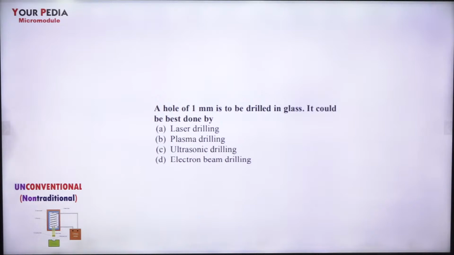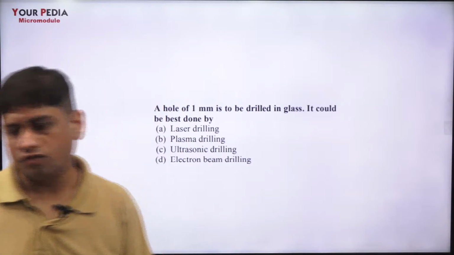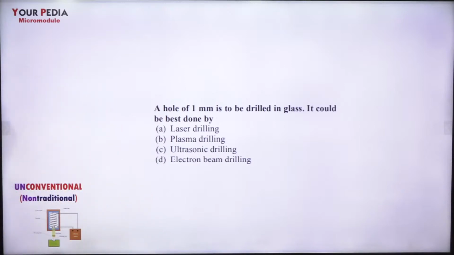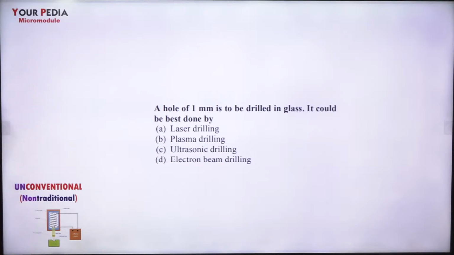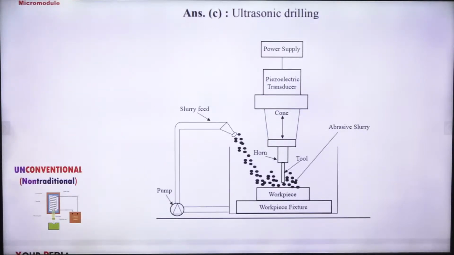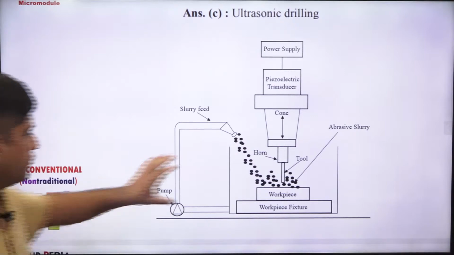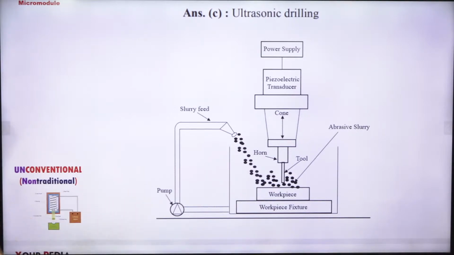Okay, a hole of 1 millimeter is to be drilled in glass. Can you choose the process? How do you want to do it? Laser, plasma, ultrasonic, electron beam drilling. Okay, ultrasonic drilling. Ultrasonic drilling is the best for the micro drilling process. Slurry is provided, and a piezoelectric transducer is there, a horn is there. You should know the meaning of all this. What is the meaning of horn, and where do you supply the pump?